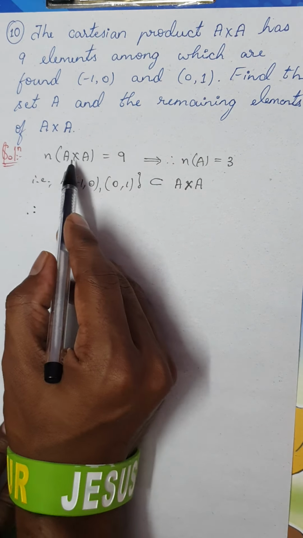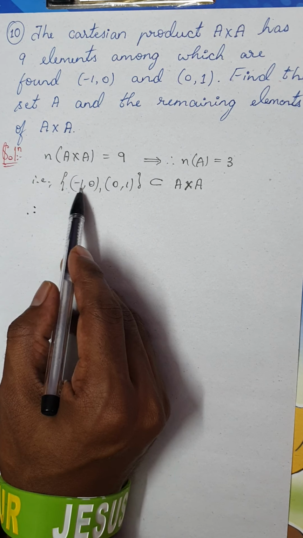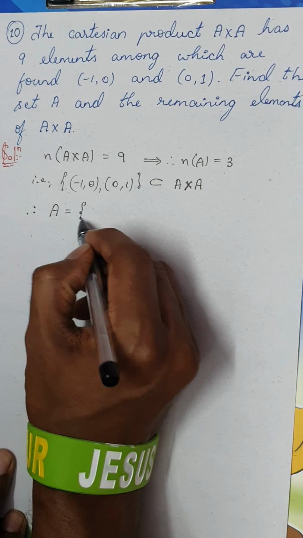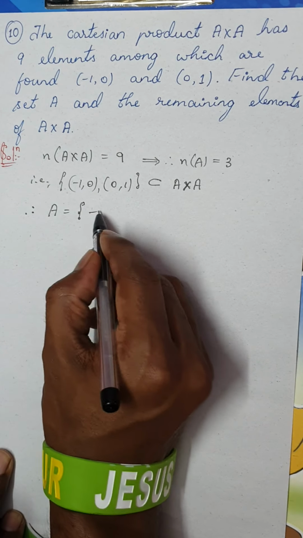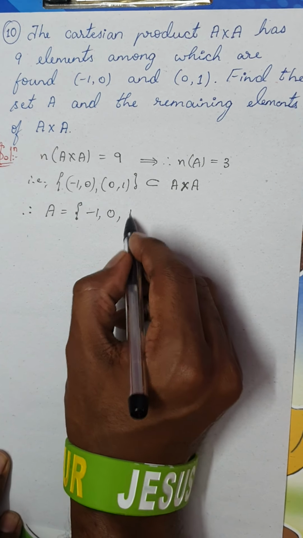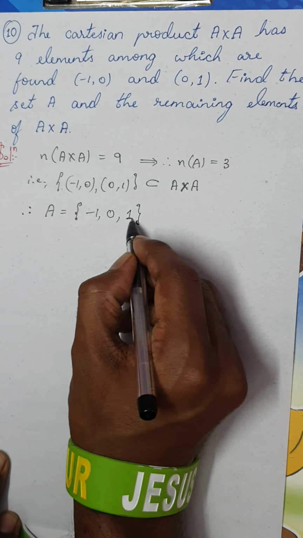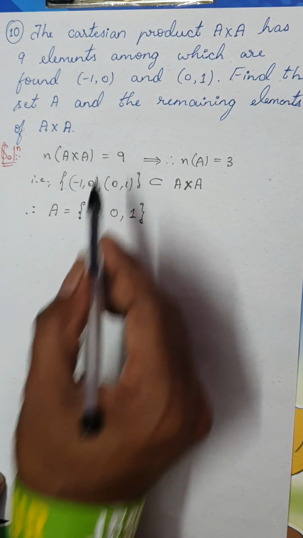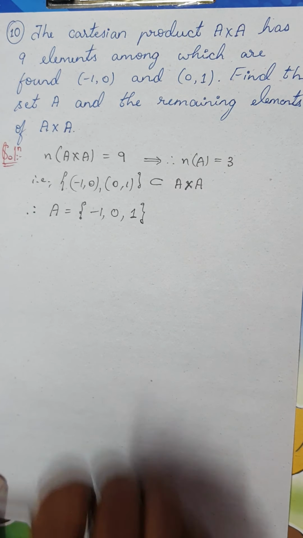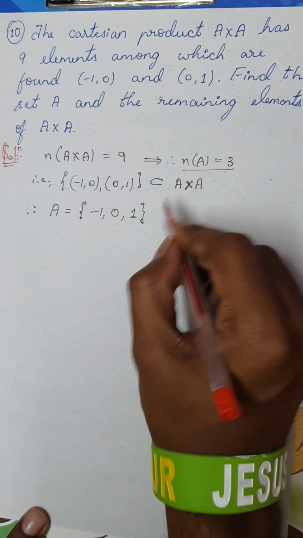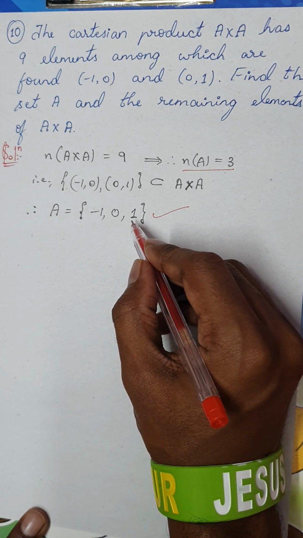Therefore we know A cross A means you are taking elements with the same set. That means -1 should definitely be in the set A, 0 should be in the set A, and 1 also should be in the set A, because as I told you, you are taking the Cartesian product of A on itself. That means these are the elements. I told you n of A, the number of elements in set A, should be 3. So please note it down. I wanted n of A to be 3. I have already got the 3 elements. Which are the 3 elements?